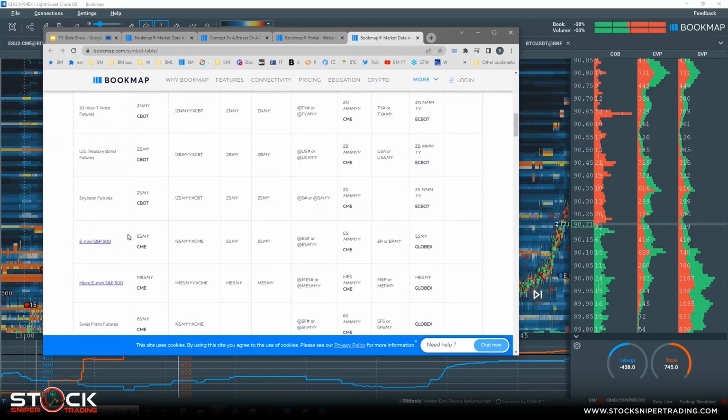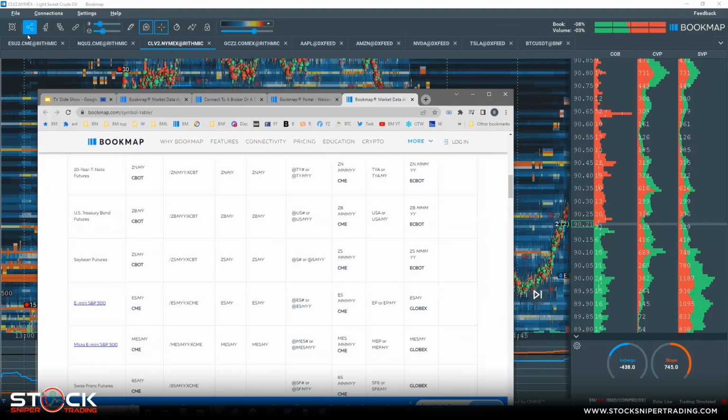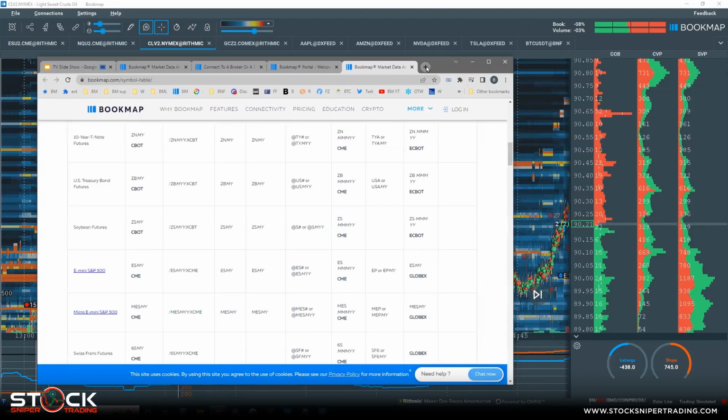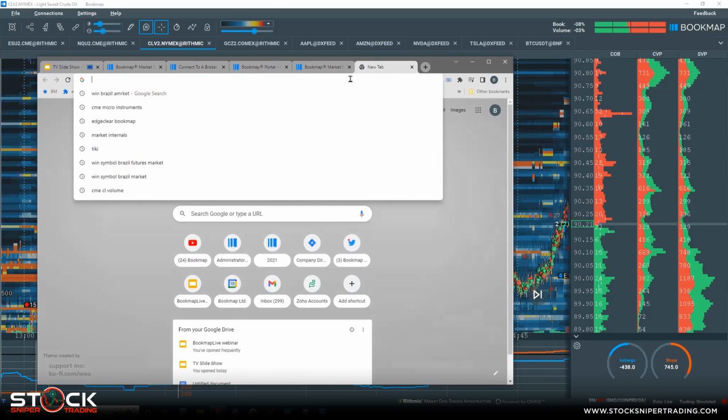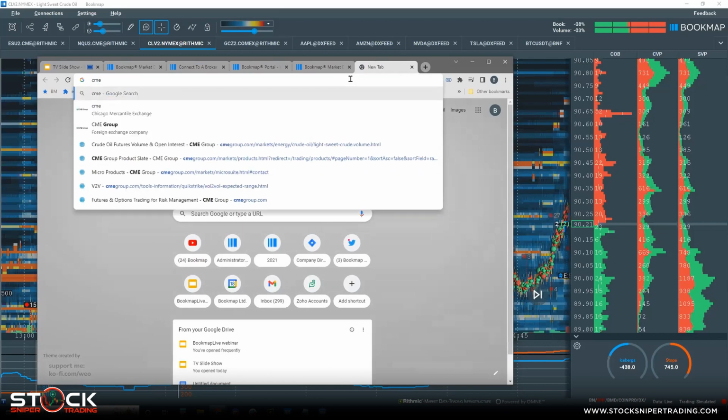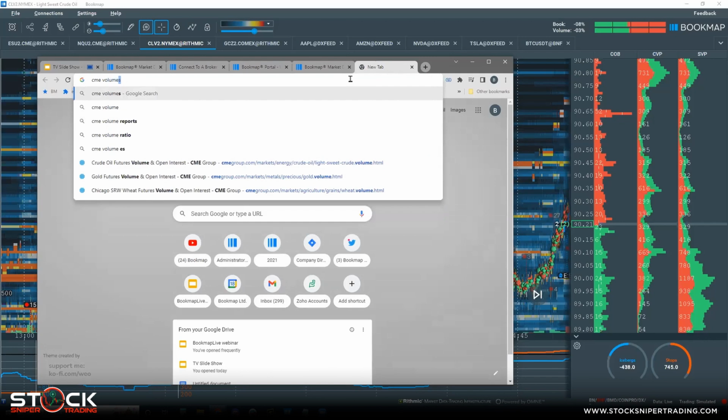So for example, if we look at S&P right here, here's your symbol guide: ES, and then month and year. As you can see here, ESU, which stands for September, and then 2, which is the last digit of the year. And it trades .CME, so it trades on the CME. I can show you a very quick, simple thing to look up what is a current contract.